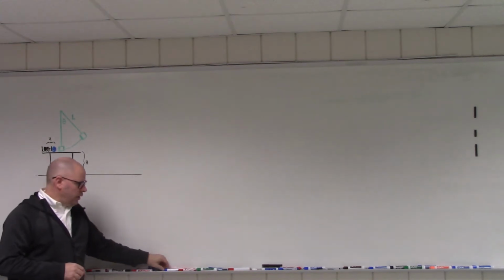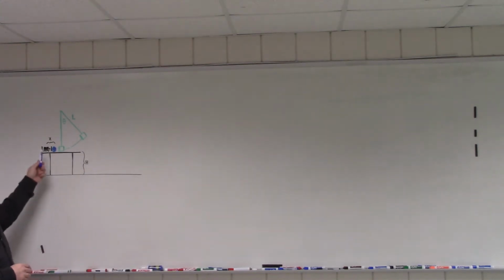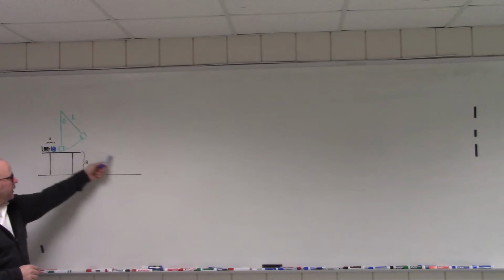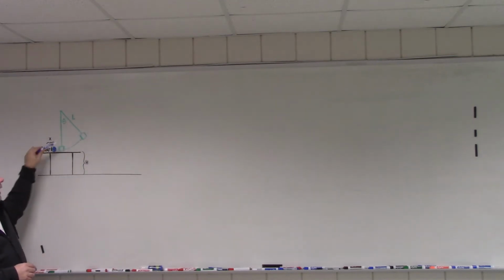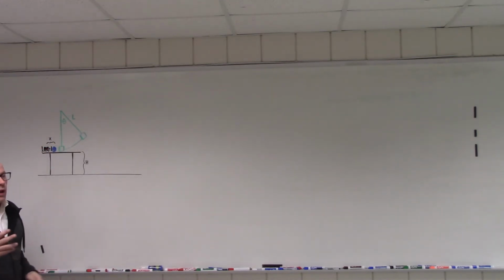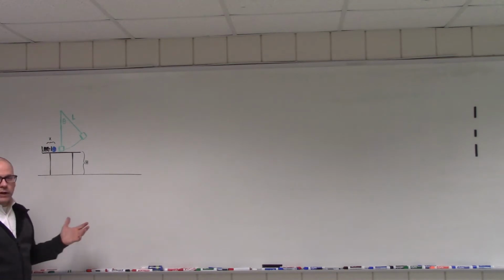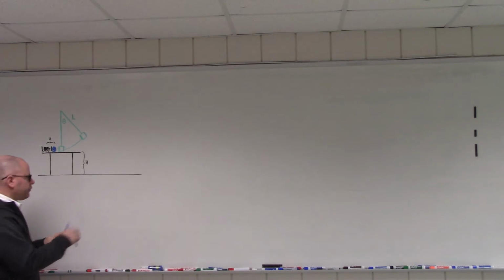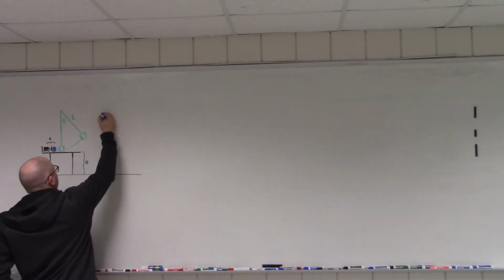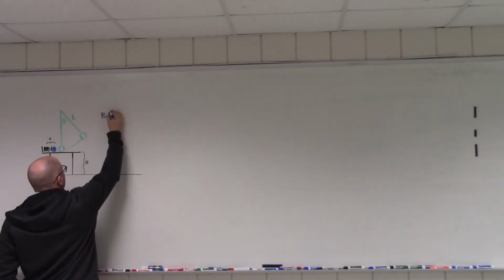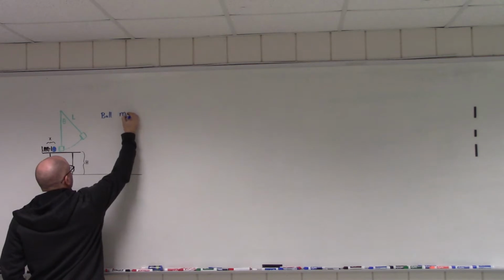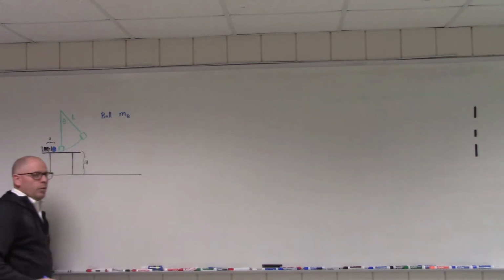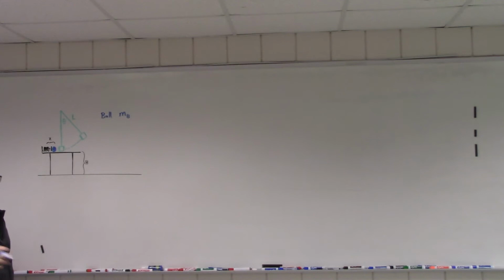So eventually we're going to have to figure out where this ball is going to land if we took the boom out of the way and we just shot it straight out here. There's some things we're going to need to know, like what is the mass of the ball. So the ball, we're going to call it MB for M ball.